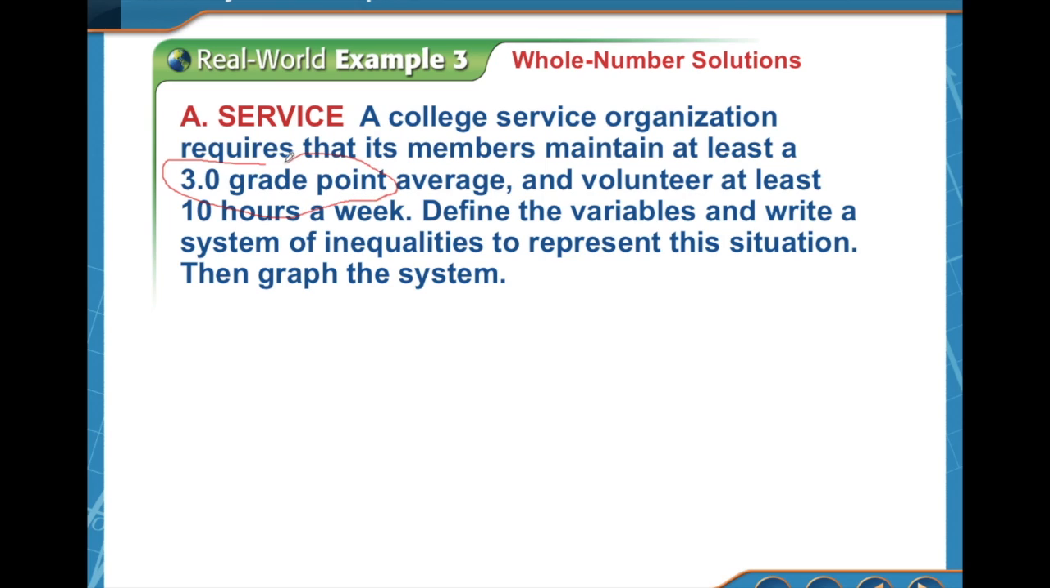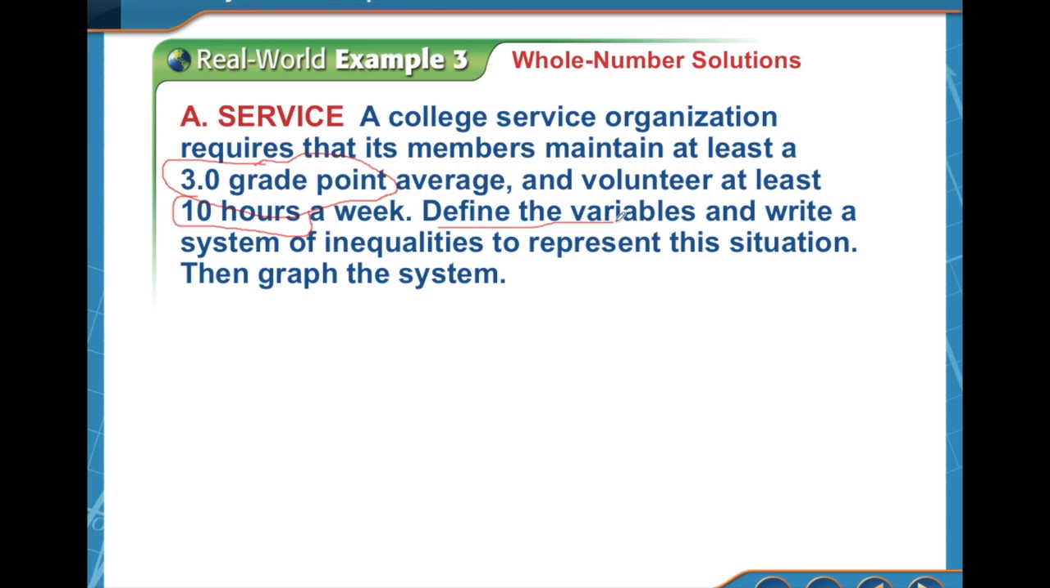They expect you to maintain some sort of academic eligibility to be able to participate. They also want you to volunteer at least 10 hours a week. That's also common both in high school and in college. Specifically for college entrances, they want you to participate in a certain number of volunteer hours, showing that you care about the community. So we want to have a 3.0 grade point average and volunteer 10 hours a week. So those are two variables there.